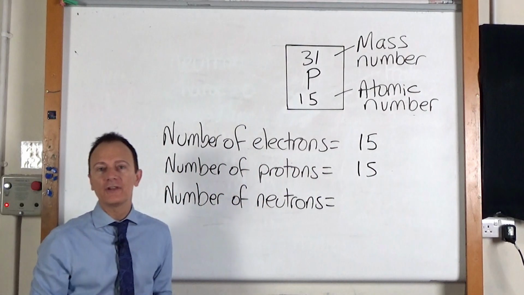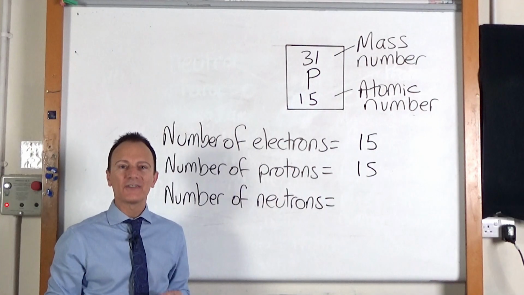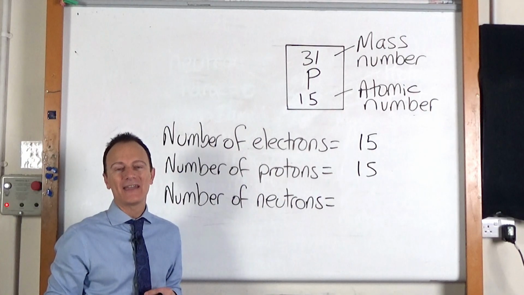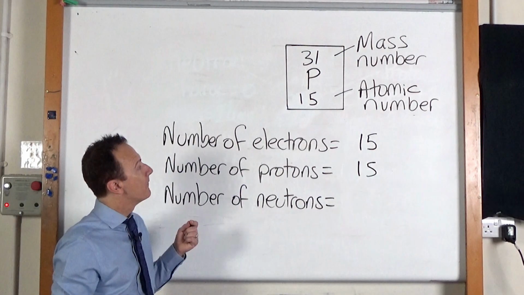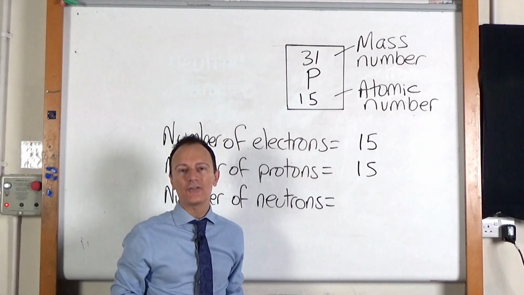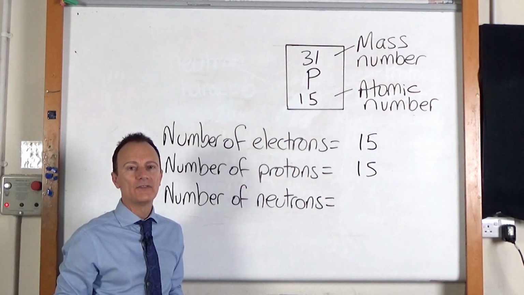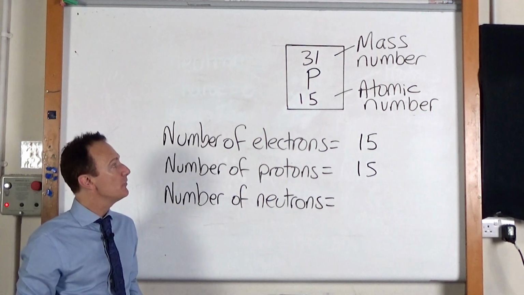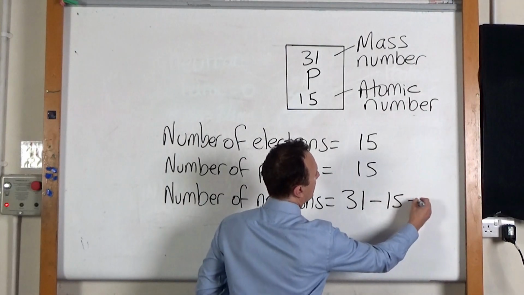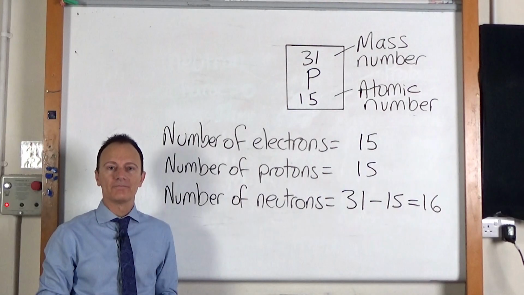And a common question on your GCSE exam is, why are atoms neutral overall? And that's because an atom always has equal numbers of positive protons and negative electrons. So in the case of phosphorus, it would have 15 positive protons, 15 negative electrons, and 15 plus and 15 minus cancel out. So overall, there's no charge. To work out the number of neutrons, I would have to do the mass number, take away the atomic number. So in the case of phosphorus, it would have 16 neutrons.